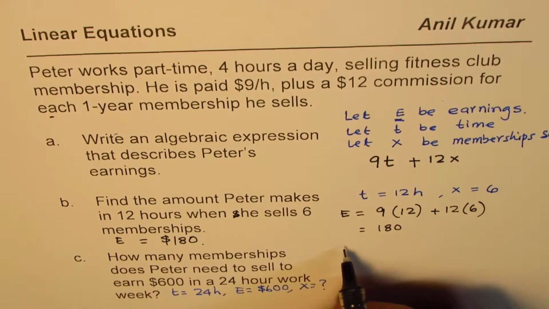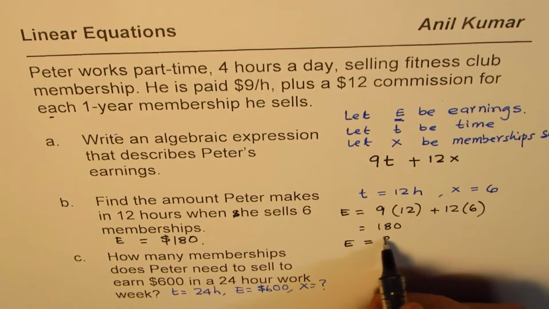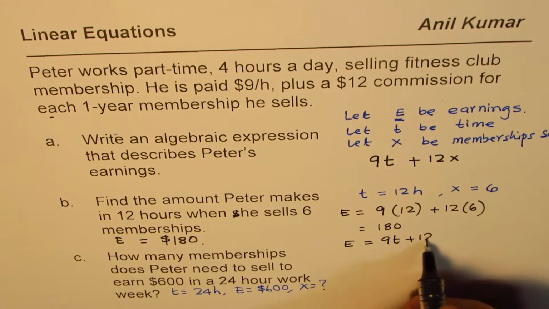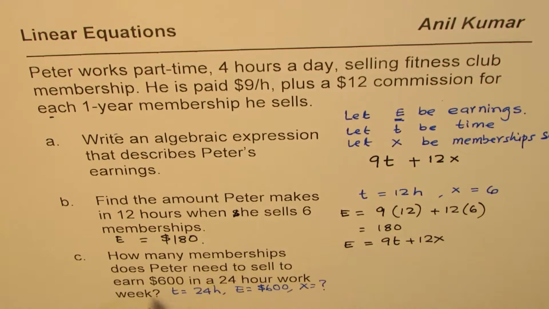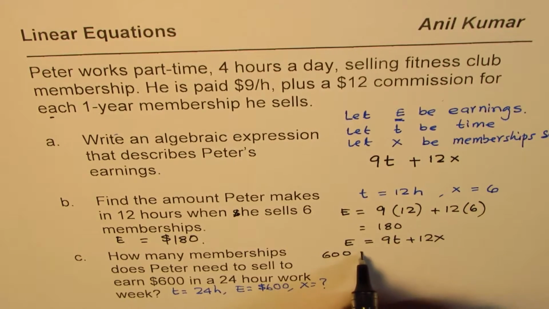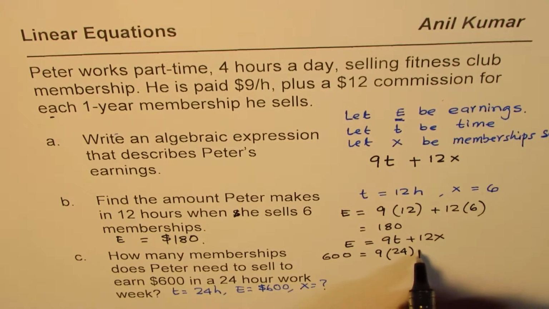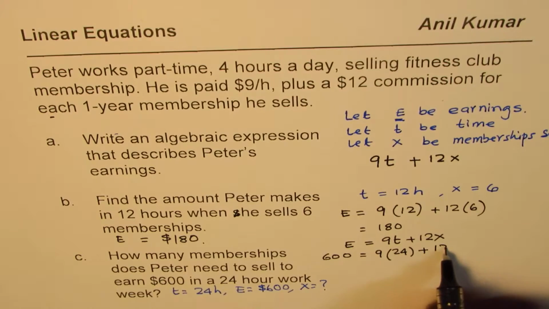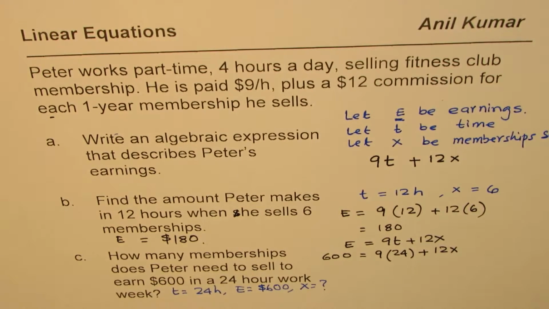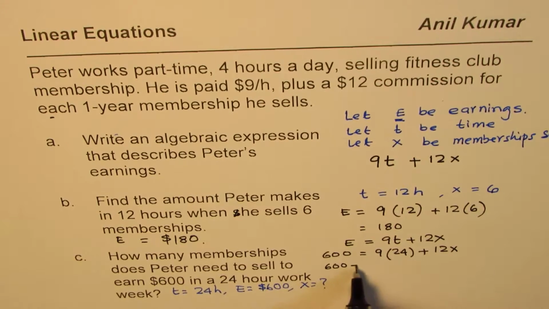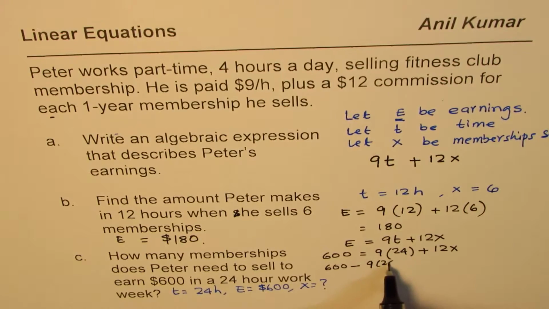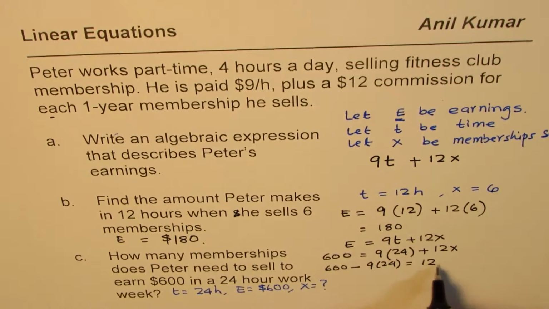Anyway, let me first write down the equation as earnings equals to 9T plus 12x. So earnings is 600, so we can write 600 equals to 9 times 24 plus 12 times x. So we need to find x, right? So that is now the question. So you could rearrange, you could actually calculate and do all this. So let's rearrange. So we have 600 minus 9 times 24 is equal to 12x.